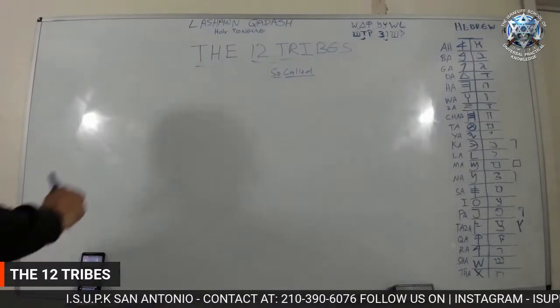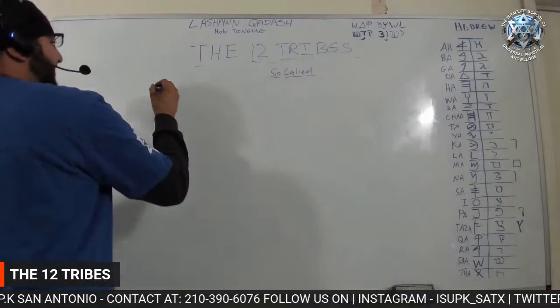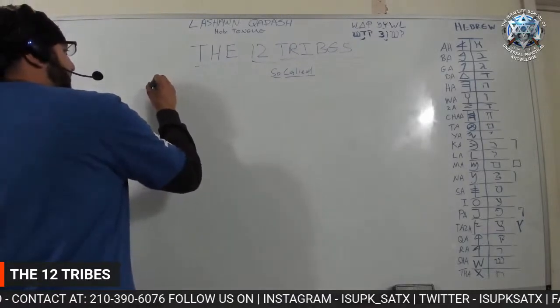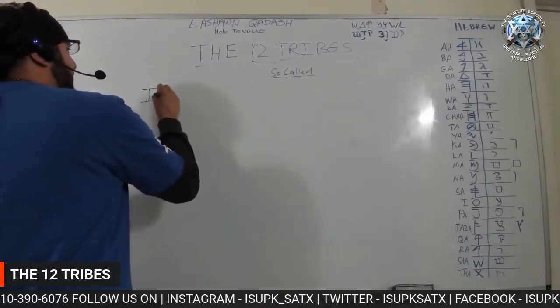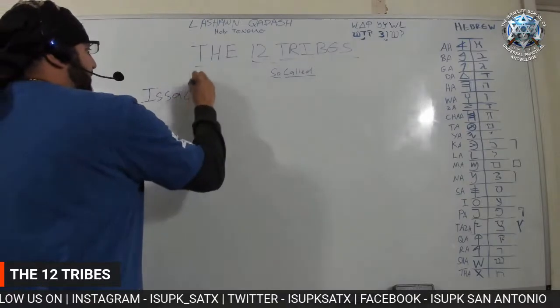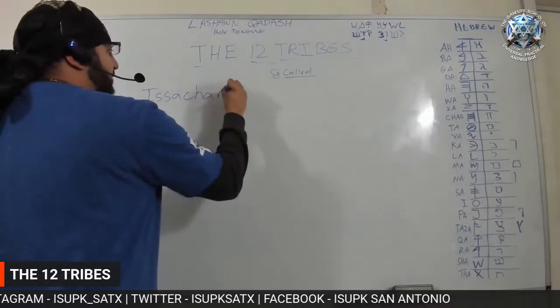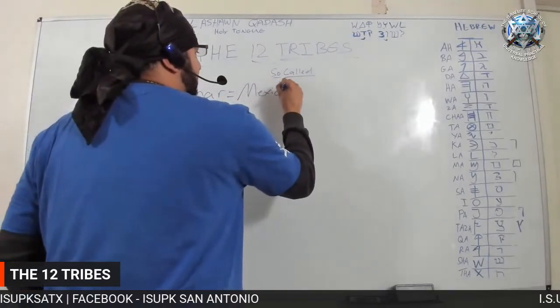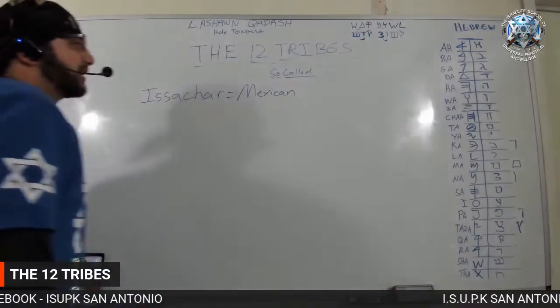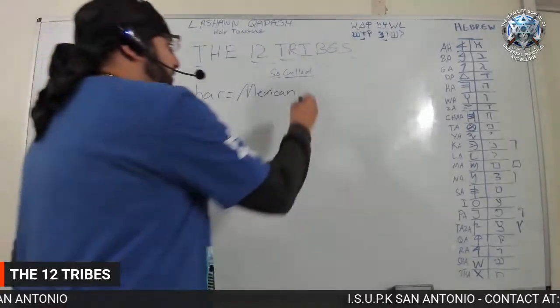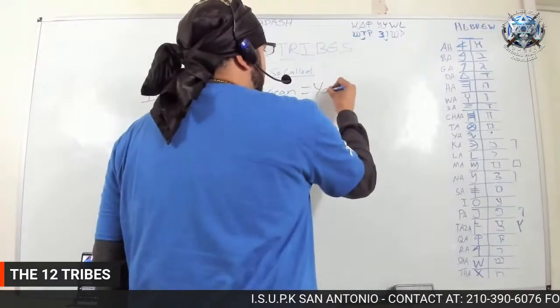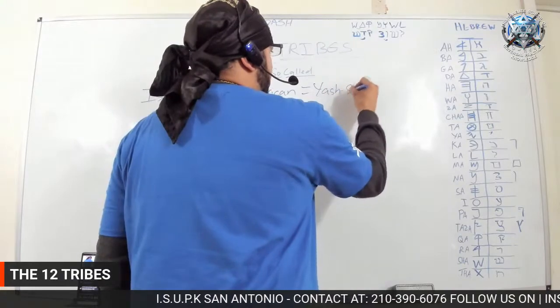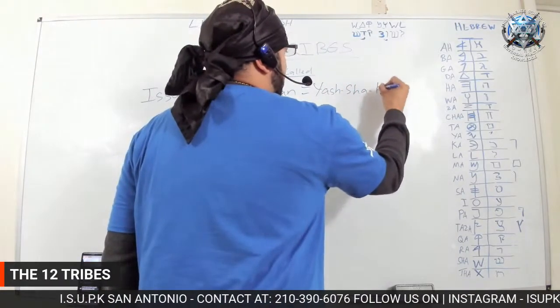Last, but most definitely not least, the goat himself. Or should I say the donkey himself? Issachar. So-called Mexicans. Now, if anybody knows how to build anything, it's Issachar. I understand. You understand? Yash, Shah, and then Kar.